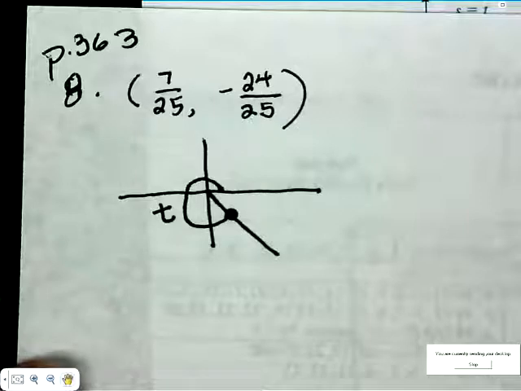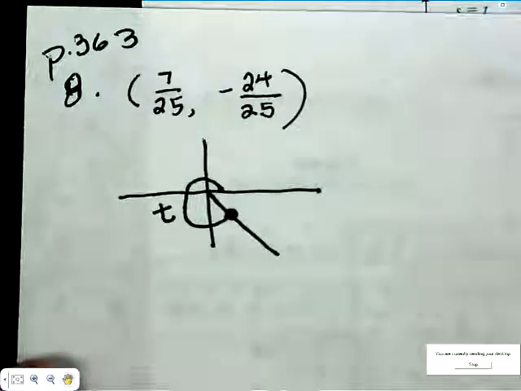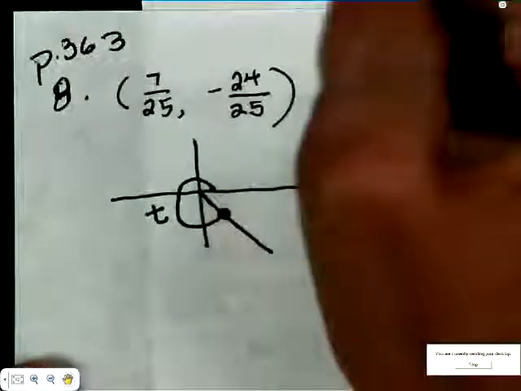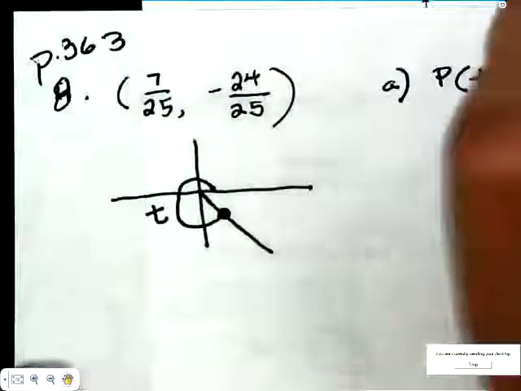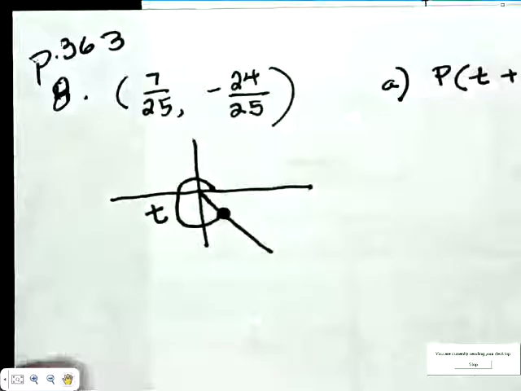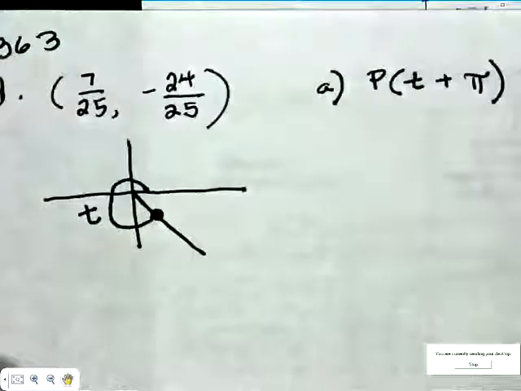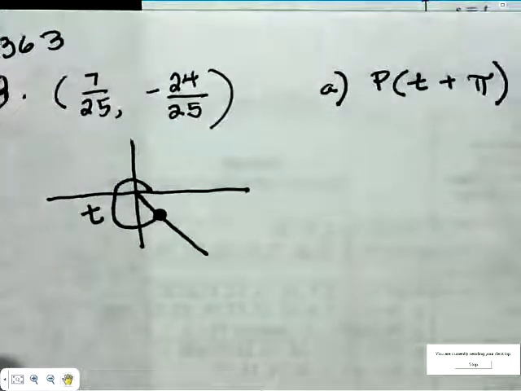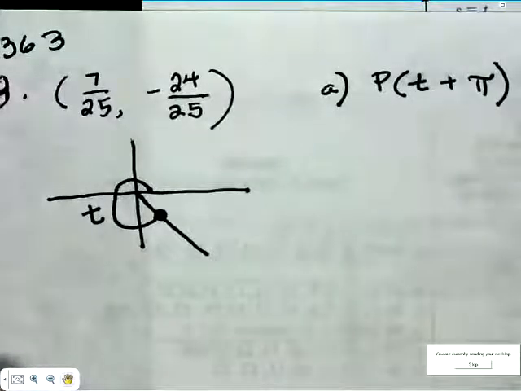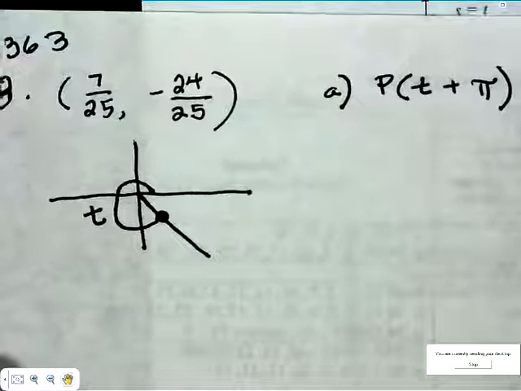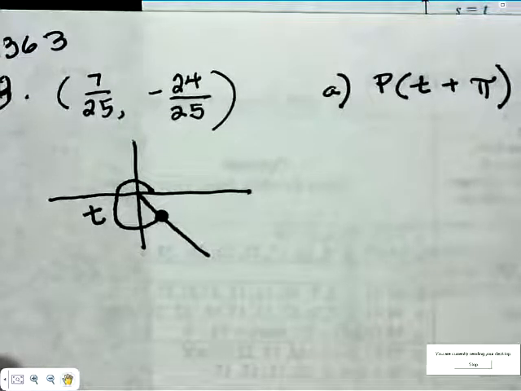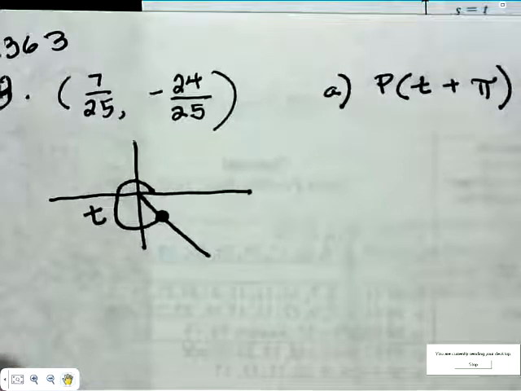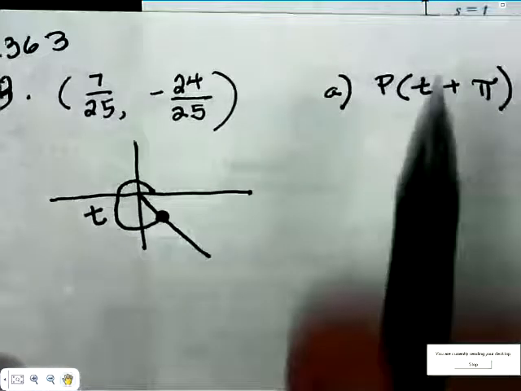But rather than that, number 8 says find P of t plus pi. And that means t plus pi radians. How many degrees is pi radians? 180 degrees. 360 degrees, the whole circle is 2 pi radians, so half of the circle, or 180 degrees, would be pi radians. So tell me one other thing.